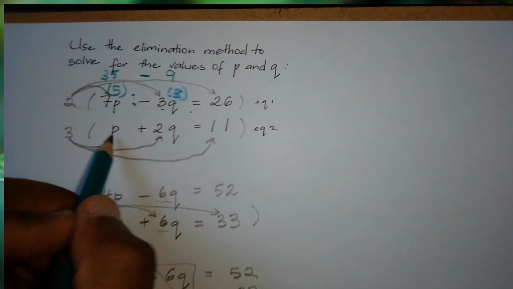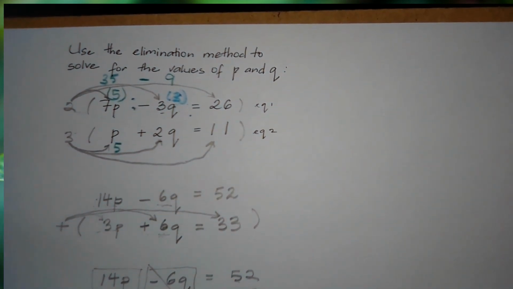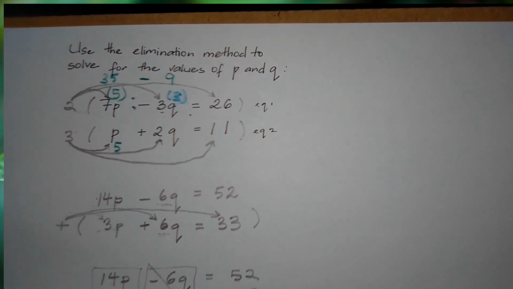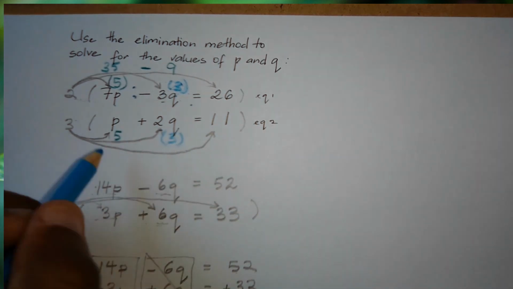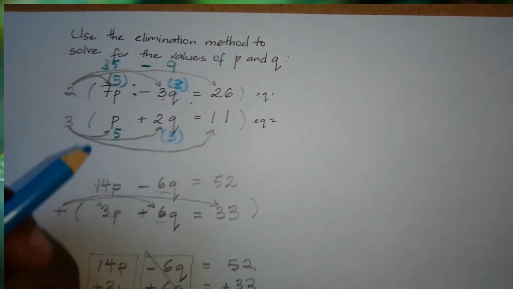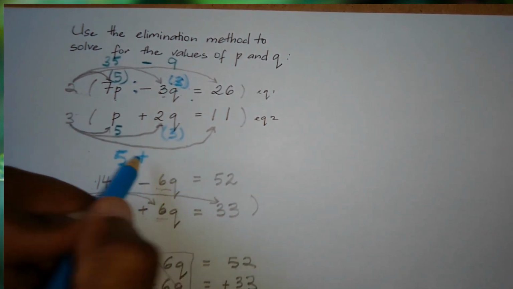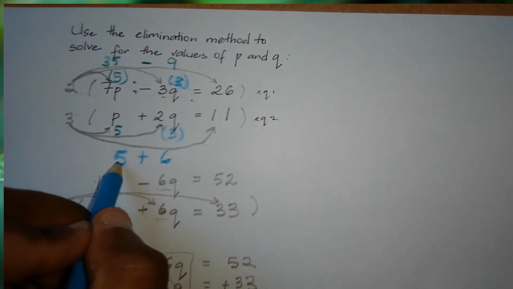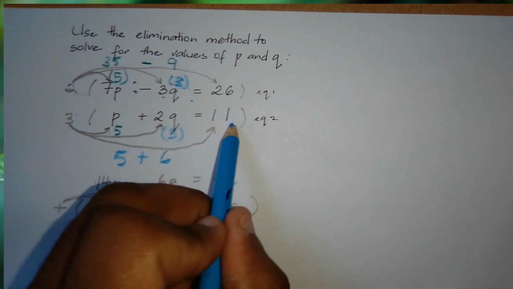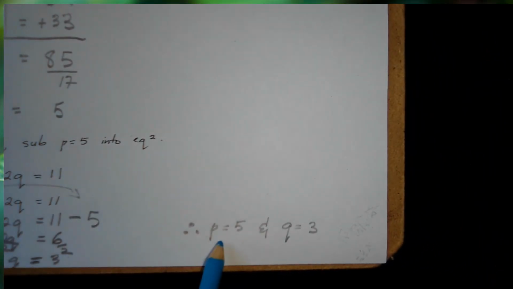Let's work it out here. P was supposed to be 5, and Q is supposed to be 3. Good. So P was 5, so we're going to have 5 plus 2 times 3, which will give us 6. And 5 plus 6 is 11. And when you look, 11. So we know that P being equal to 5 and Q being equal to 3 is correct.